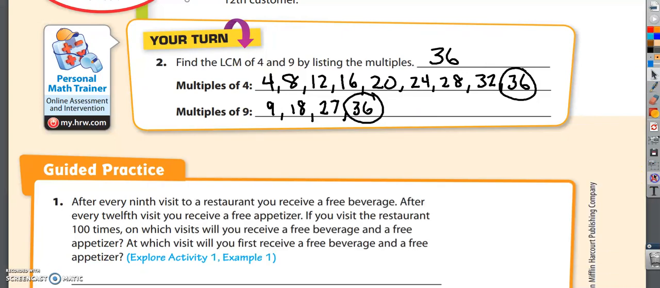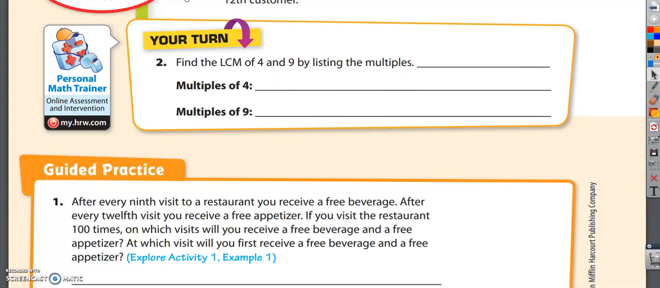Alright. Let's go ahead and check out the guided practice. Guided practice is just 2 questions here. We're going to do them on this video because we have plenty of time. So let's go ahead and check this out.